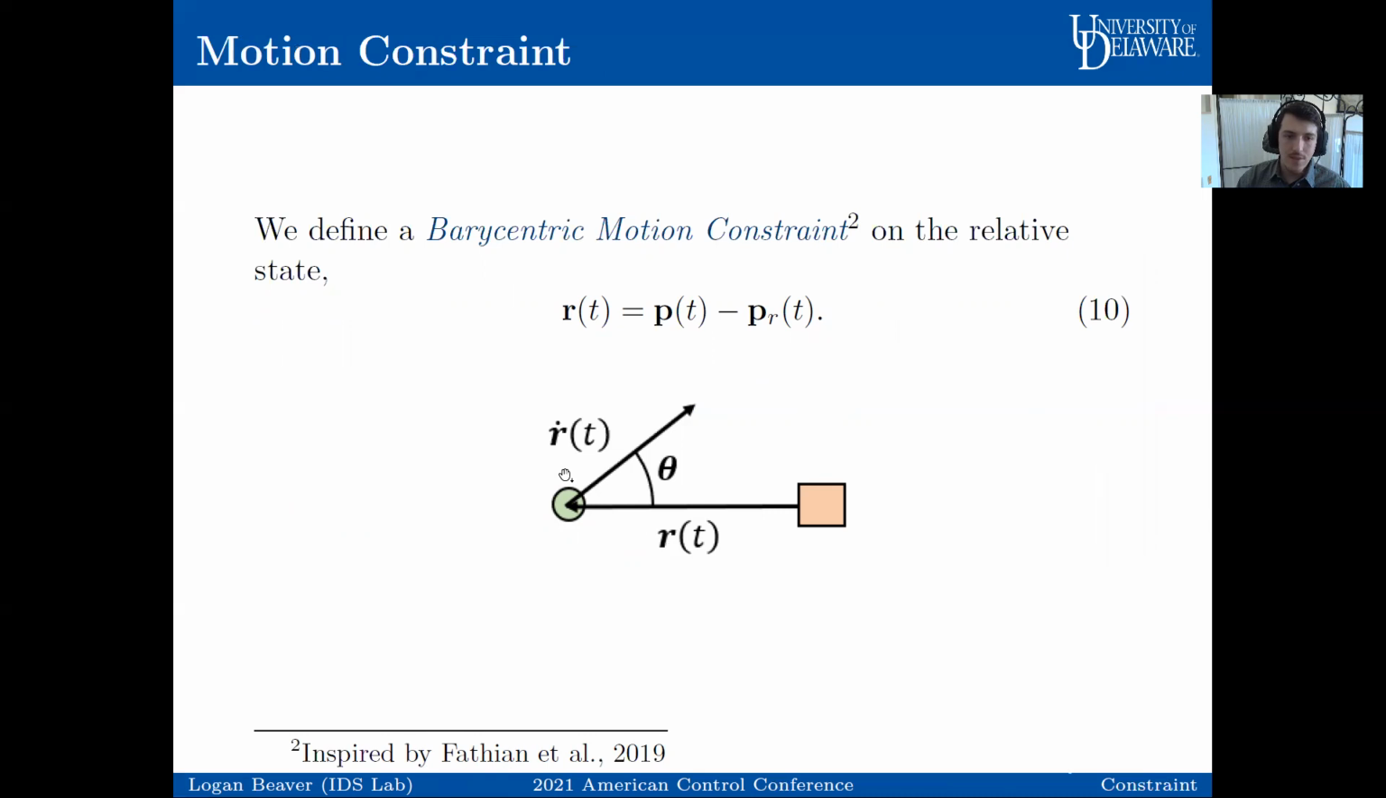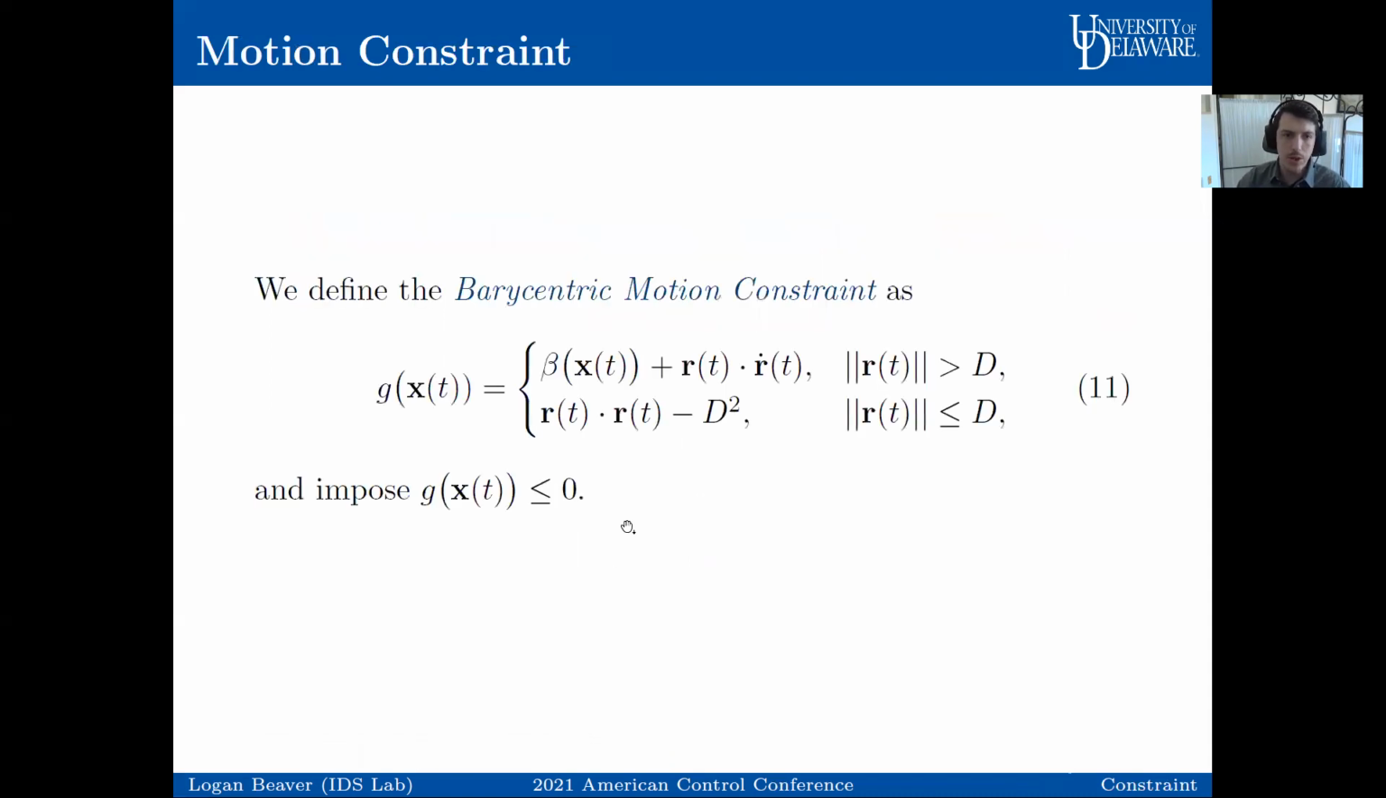So the idea is we have the circle here that's the agent, we have the target position here, which is the square, and we have our relative position and our relative speed. And all we want to ensure is that the dot product of our relative speed and our relative position is negative, right? That means we always have to be approaching the reference position. So that's exactly what we do here.